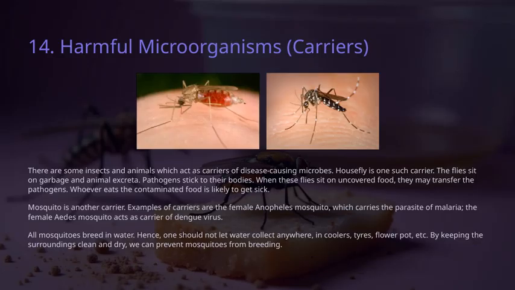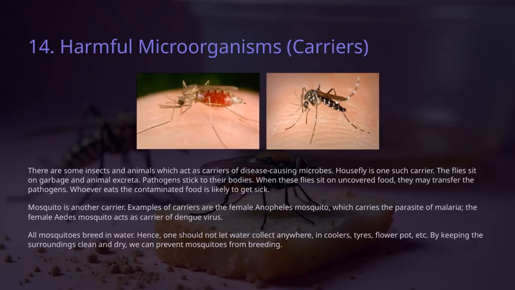Today, I want to talk about some harmful microorganisms that are actually carried by insects and animals. These creatures are known as carriers because they can transfer disease-causing microbes from one place to another. One common carrier is the housefly. Flies tend to sit on garbage and animal excreta, and during this process, pathogens stick to their bodies. When these flies land on uncovered food, they can transfer those pathogens directly onto our food. If someone eats that contaminated food, they are very likely to get sick.